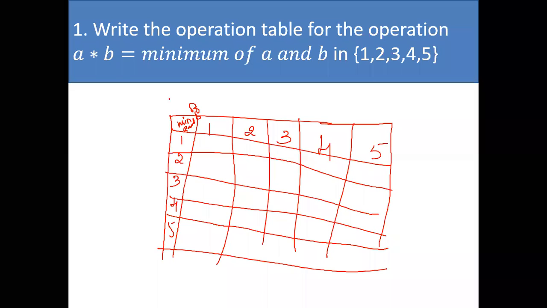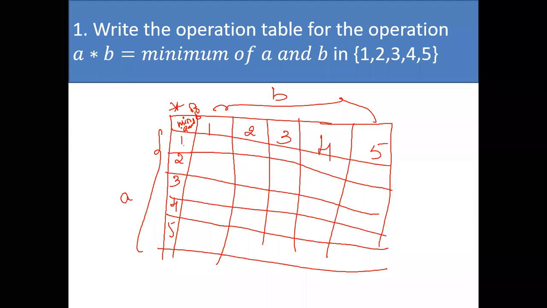For the operation table, you have to write the minimum of A and B. The row values are nothing but the terms of A, so take the values of A from here, and the values of B you have to take from here. Okay, so what is our operation? Minimum of A and B.